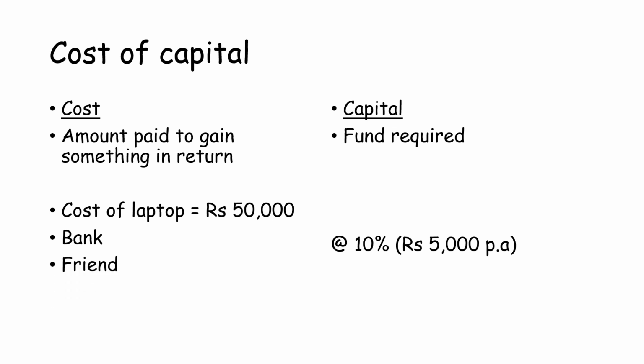The second option is friend. I approach my friend to offer me loan of rupees 50,000 to buy the laptop, and my friend agrees to lend me the loan of rupees 50,000 at 5% interest per annum, which means I will have to pay him rupees 2,500 as cost for the amount of rupees 50,000 lent by him. Now, I will definitely opt for the second option where the cost is less, that is rupees 2,500.